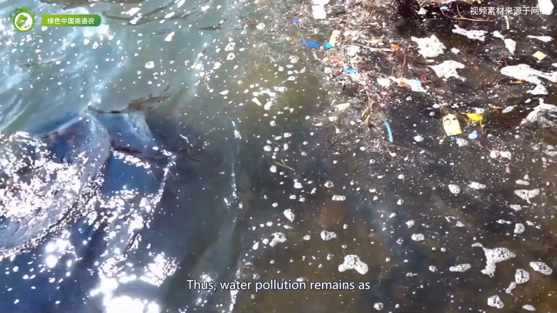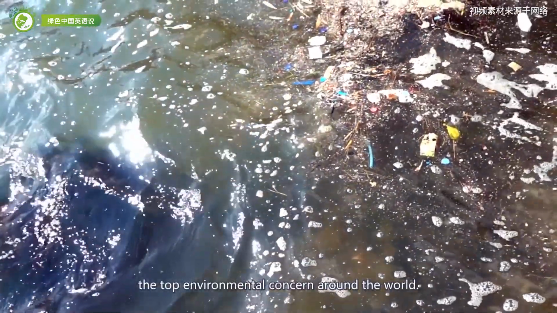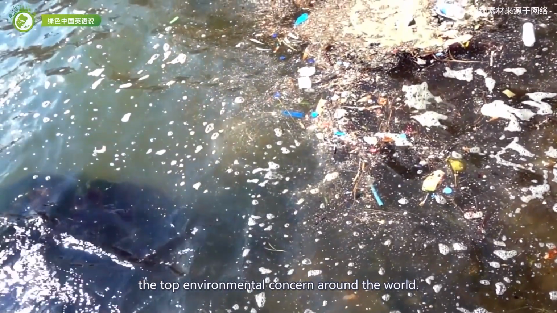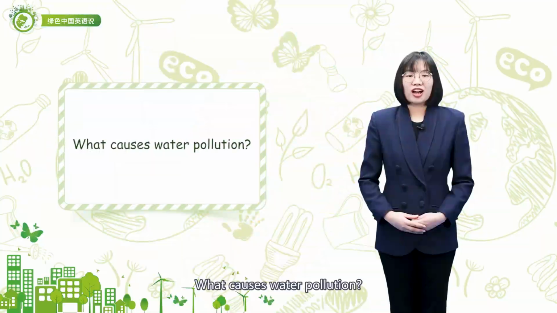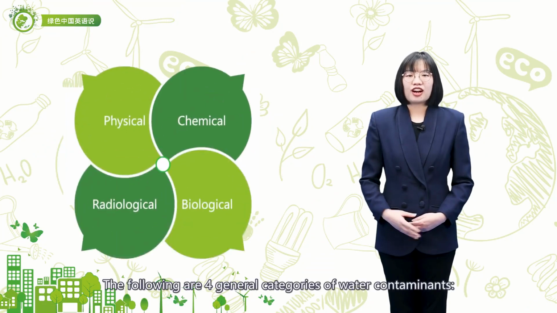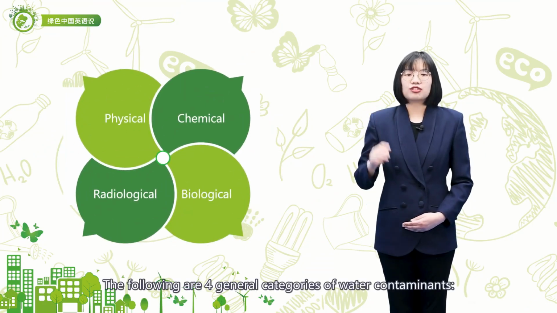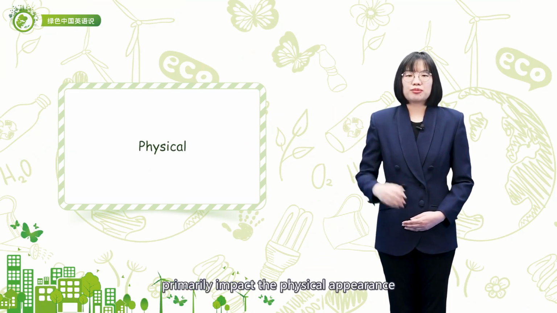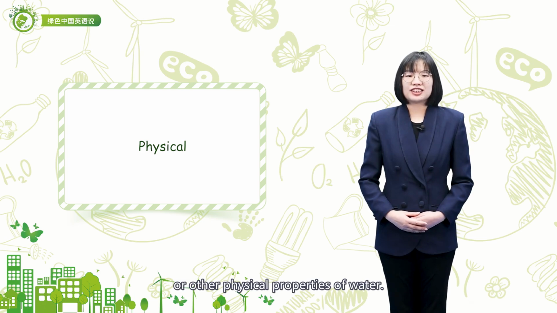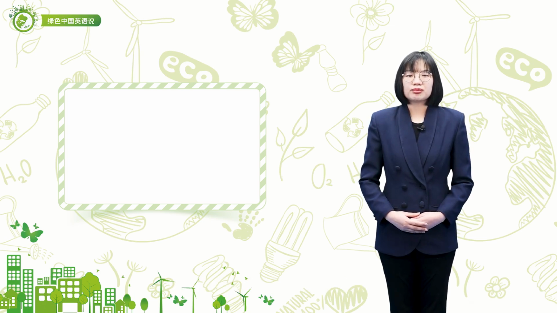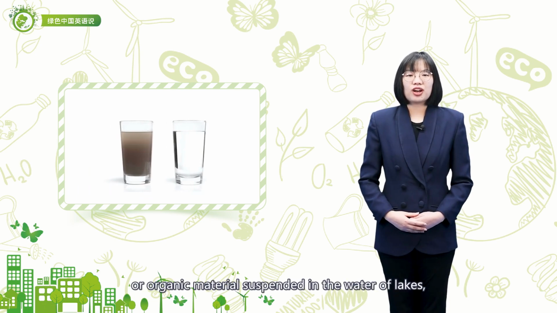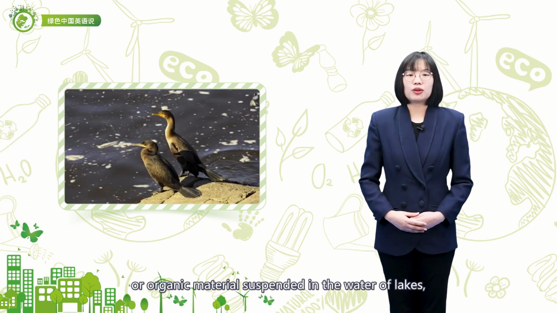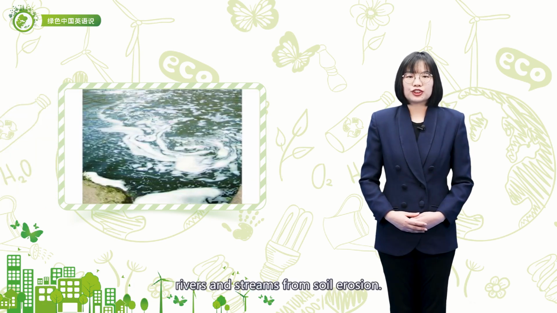Thus, water pollution remains the top environmental concern around the world. What causes water pollution? There are 4 general categories of water contaminants. Physical contaminants primarily impact the physical appearance or other physical properties of water. There is sediment or organic material suspended in the water of lakes, rivers, and streams from soil erosion.